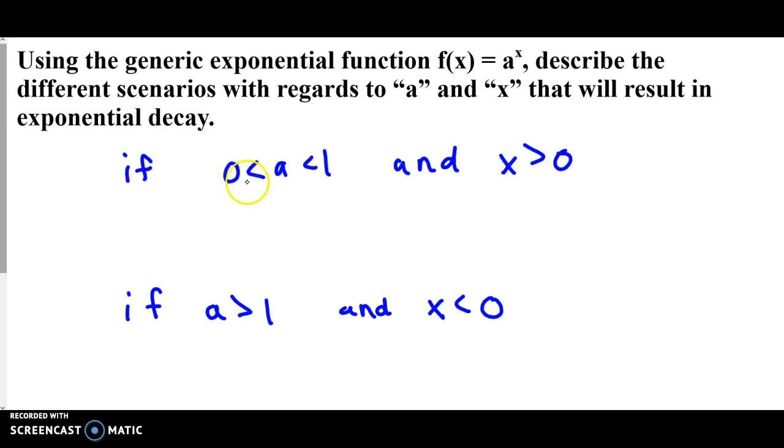Those are two scenarios. First of all, if a, the base, is between 0 and 1, so for example, 0.7, or my favorite, 1/3, I'm just kidding, I don't know why that's my favorite. But anyway, if it's something between 0 and 1, and the exponent is positive, that would give us exponential decay. Or, if a is still greater than 1, as it is in growth, but we have a negative exponent, that could also be a situation where we would have exponential decay.